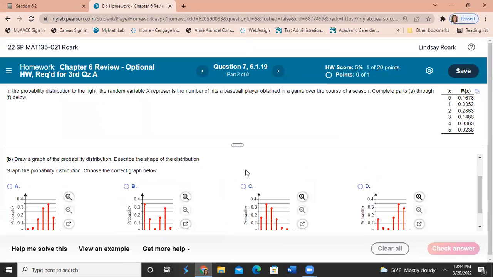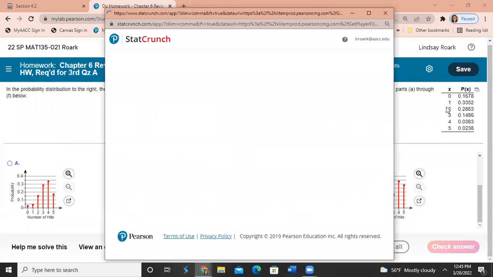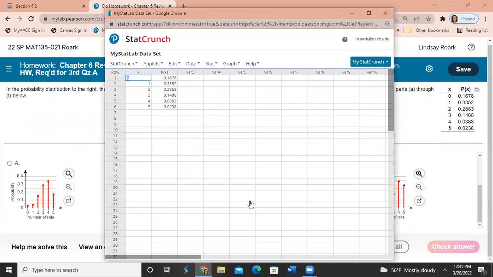Okay, so that's good. And then it says draw a graph, so you could literally just try to... my allergies are getting to me, so sorry. Let me take a little drink first.